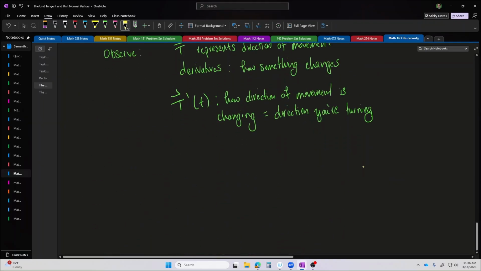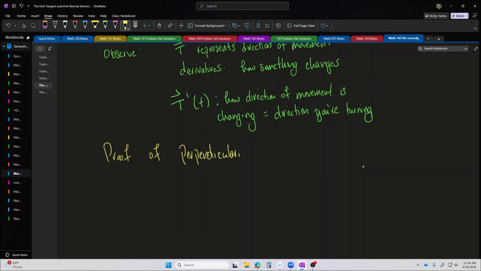Now let's explain why N is specifically perpendicular to T at any given moment. And in order to explain that and prove it to you, there are a couple of prerequisite proofs that I will have to give you, to talk about some special properties of derivatives and dot products for vector valued functions that we haven't talked about yet up to this point.